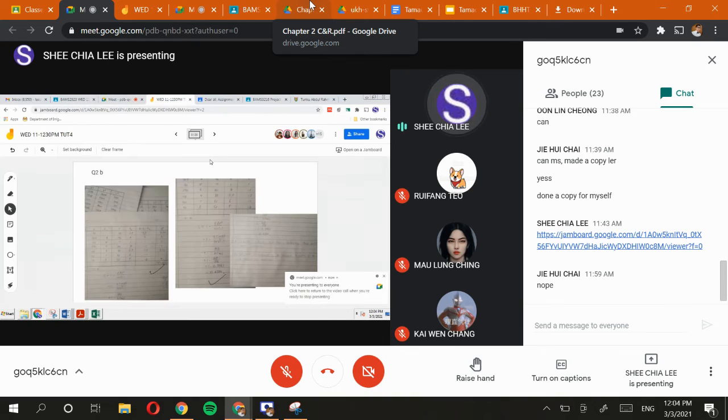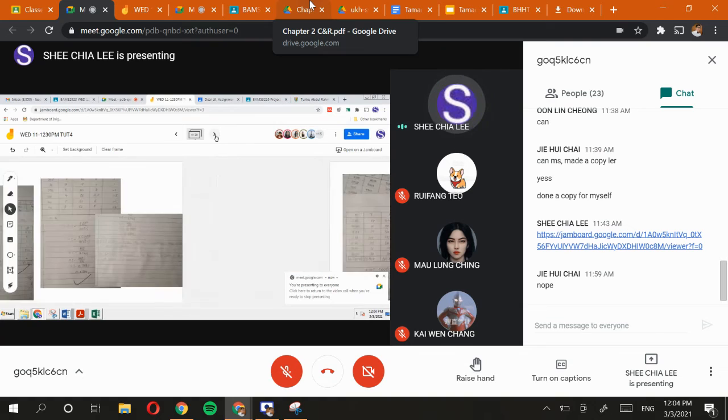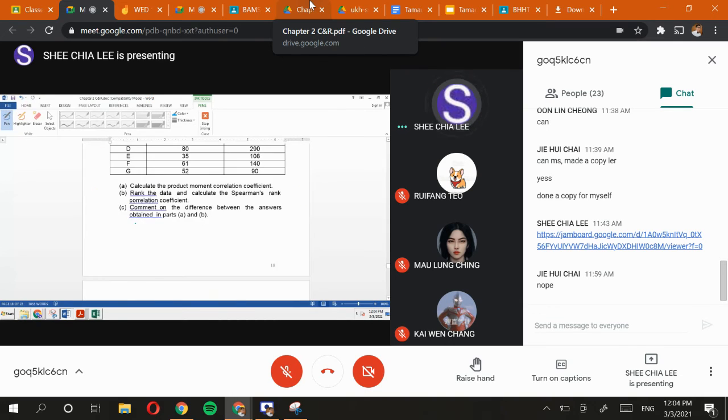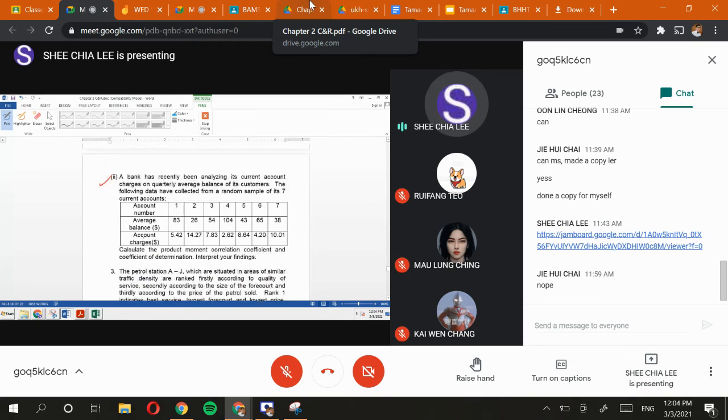If you have a question, either use your mic to ask directly or post in the chat room. Right, then for the next part, part 2, account average balance and account charges. They are analyzing current account charges on quarterly average balance, which means your average balance is your X and your account charges is your Y. Calculate the product moment and the determination. Interpret your finding.